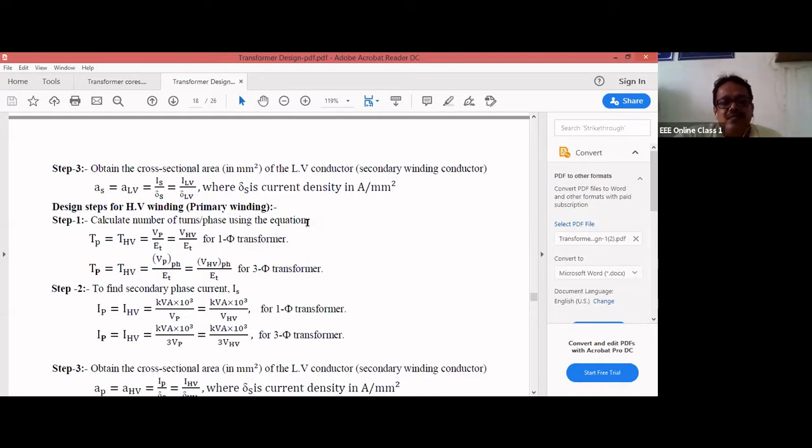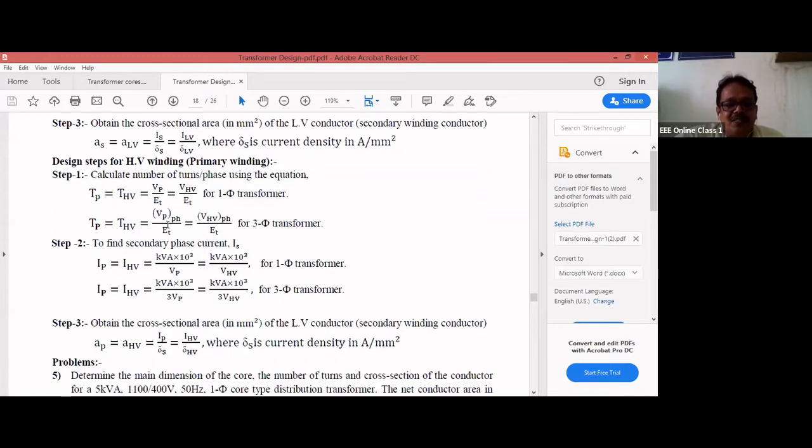Calculate the number of turns using the equation, same thing. TP means turns of primary, which on the HV side is THV. THV is equal to VP by ET, or THV is equal to VHV by ET. This is the high voltage, the primary winding voltage, divided by ET for single phase.